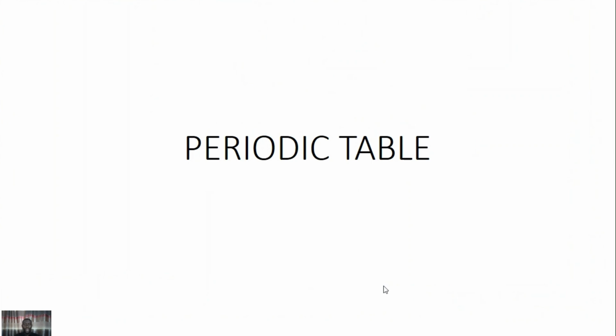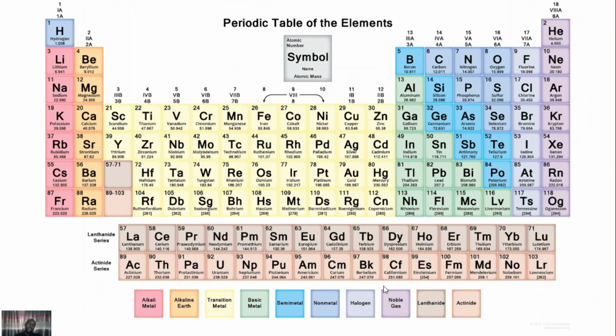In this video, I'll be discussing the periodic table. This is a periodic table. The elements are arranged in tabular form with the columns representing the groups and the rows representing the periods.